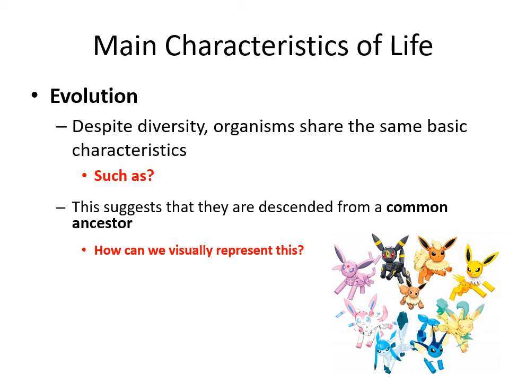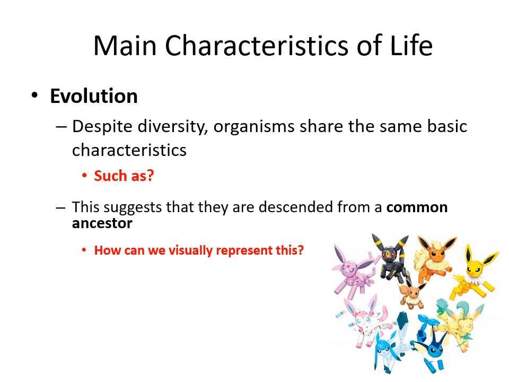Okay, so the last characteristic of life that we're going to mention is evolution. And this is basically over long periods of time, over generations and generations. It does not happen to the individual, it happens to the population. And like I was saying earlier, when you think of adaptations, picture a whole bunch of adaptations building up over time, and that is evolution.